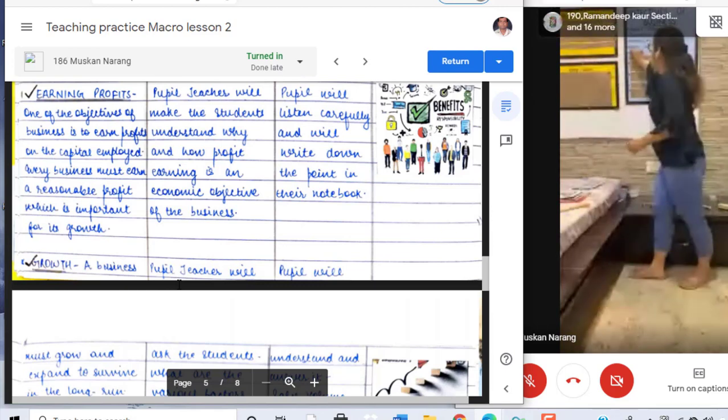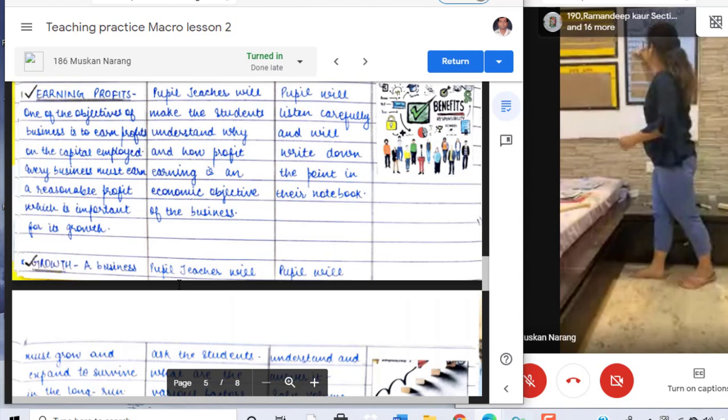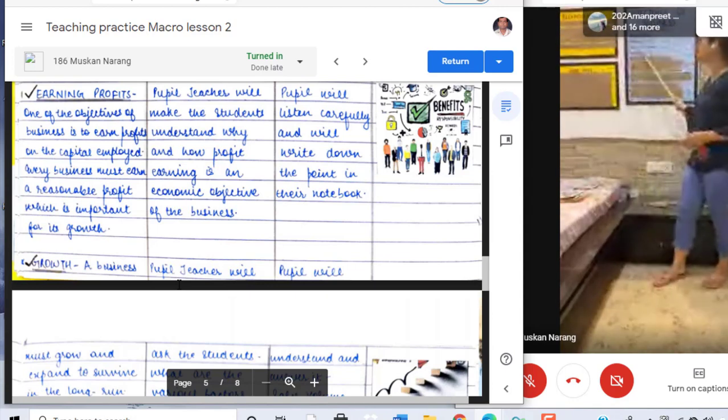Next, we have the fifth objective, which is again a part of economic objectives only, that is growth.